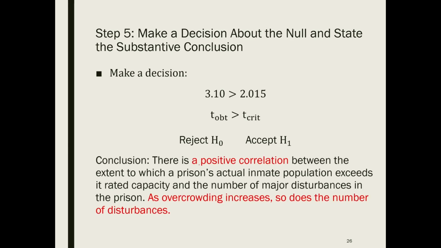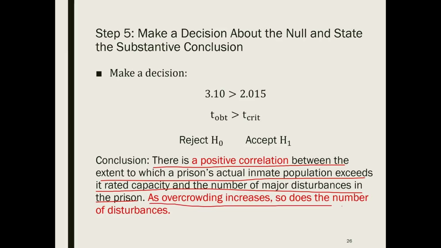So what is the alternative hypothesis? There is a positive correlation between the two variables, the dependent variable and the independent variable, right? And then you can put one more sentence to explain what this positive correlation means. So as the overcrowding increases, so does the number of disturbances, right? So this is how you solve the correlation. It's very simple. Let's take a look at the second example.